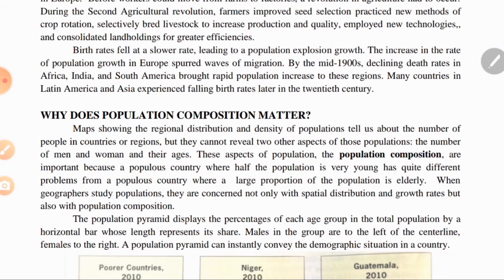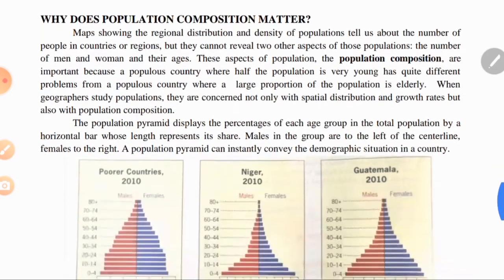When geographers study populations, they are concerned not only with spatial distribution and growth rates, but also with the population composition. The composition is the structure of population in terms of age, sex, and other properties such as marital status and education. Then, they use the term population pyramids to represent these visually.